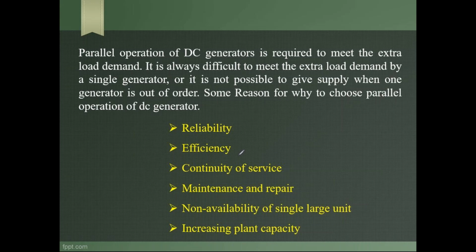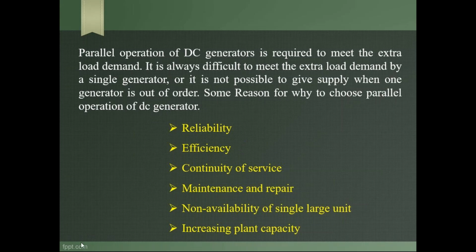And increasing plant capacity. Suppose one power plant is already there. Now we need to add one more generator to the existing system. How? By connecting in parallel. The new generator is connected in parallel to the old generator, and then we can increase the plant capacity. So these are the 6 advantages of parallel operation of a DC generator.